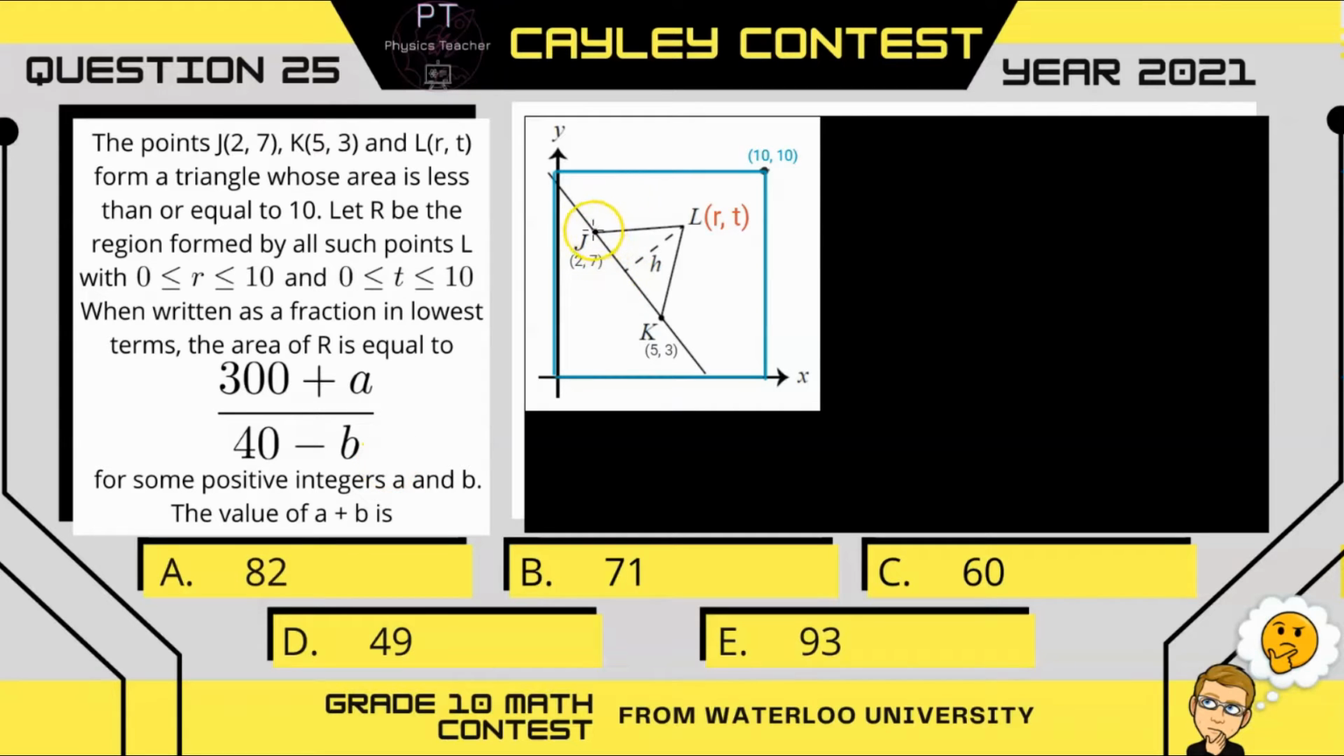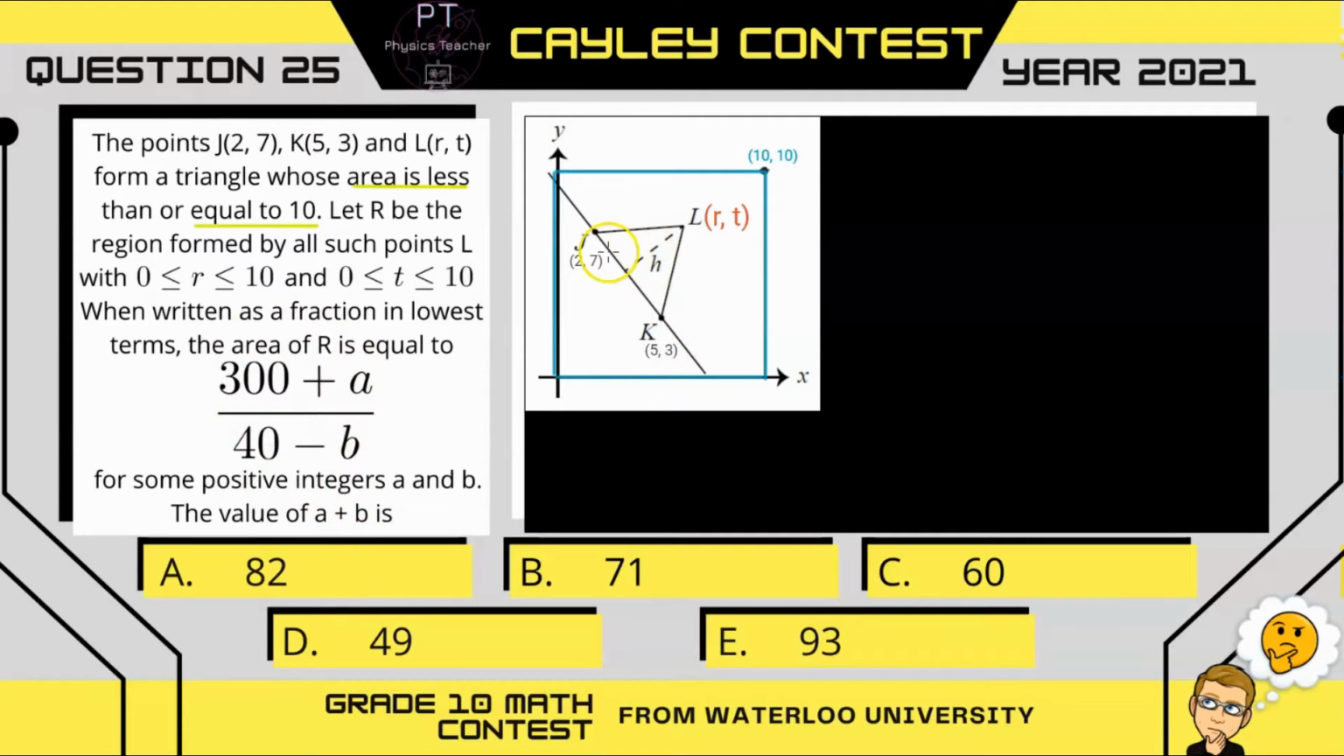Alright, so in this question we have two known points, J and K, and an unknown point, L, where L has the coordinates RT, and RT must be within this square. Also, this triangle formed by the points J, K, L must have an area that is less than or equal to 10. And then as we find all the different possible L's that'll make that true within this blue square, we need to find out what that total area encompassed by all those possibilities will be. It says this is what the area is, and then we need to add A and B to get the solution.